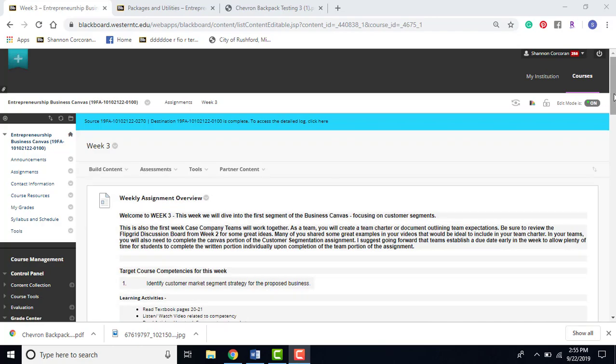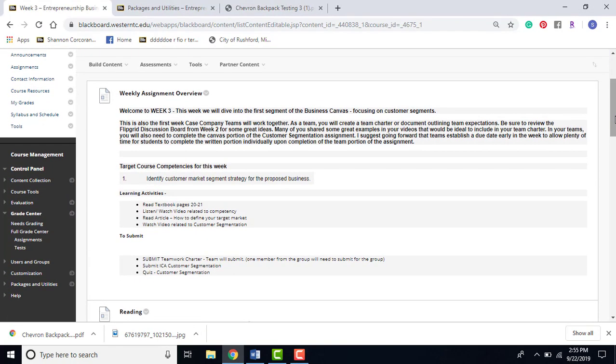So this week there are several readings that you need to go through. Read your textbook, listen and watch the videos related to the competencies. Read the article, How to Define Your Target Market. Watch the videos related to customer segmentation. And then you're going to submit your teamwork charter.